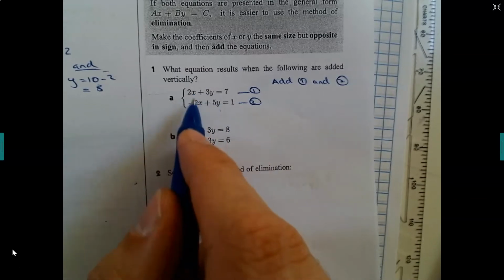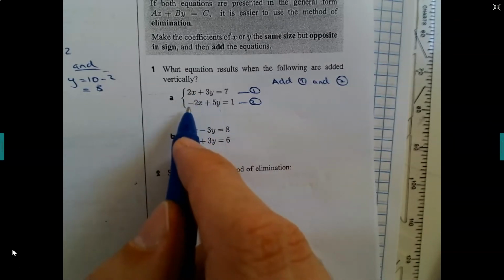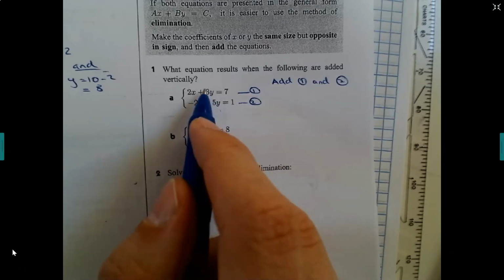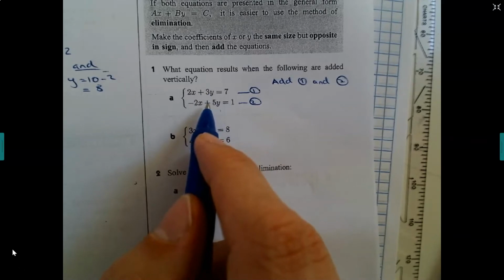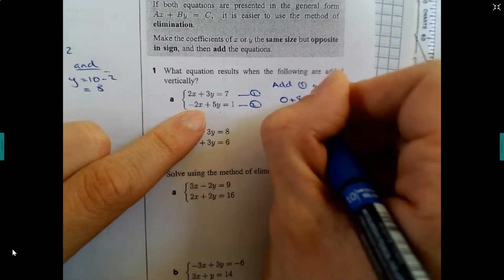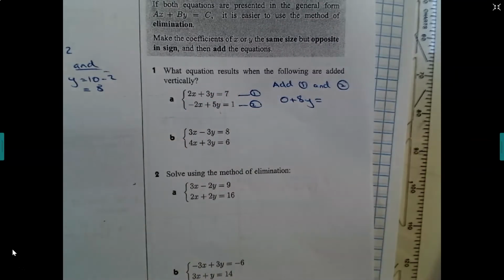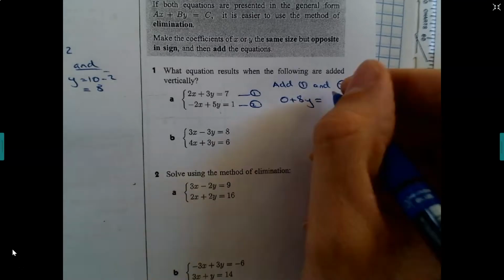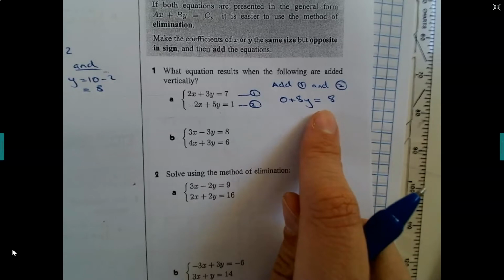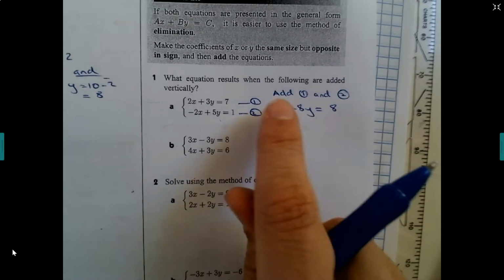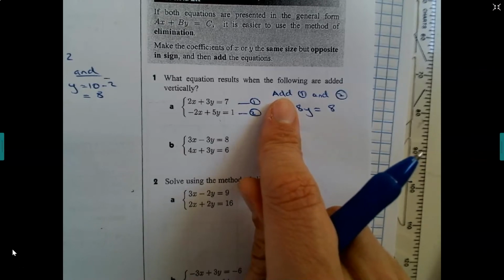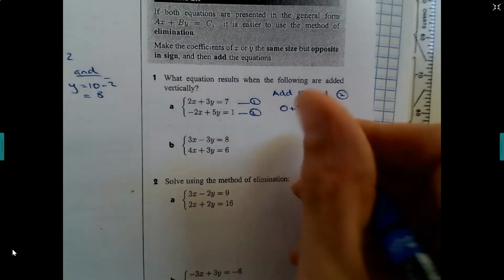So what's 2x plus minus 2x? 0. What's 3y plus 5y? All right, so I'm going to have 0 with the x's plus 8y is equal to, what's 7 plus 1? 8. Now, so really I'm just left with 8y is equal to 8. So therefore, if I divide both sides by 8, I'm going to get y is equal to 1.